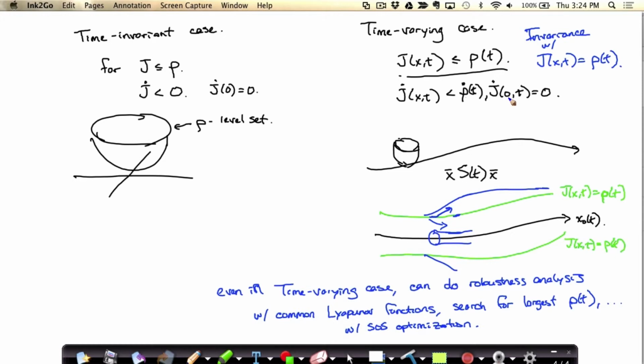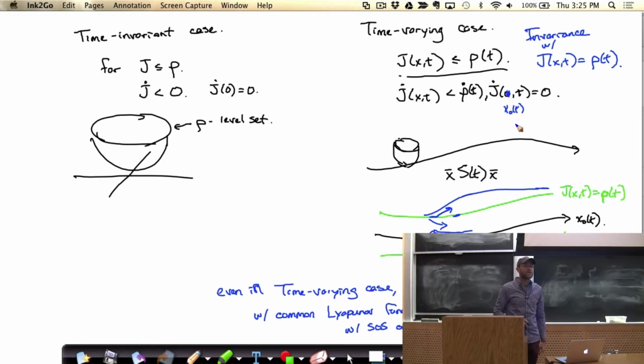Because I wrote it in terms of, so this should be at x naught. It should be relative to the nominal trajectory. So you're right. Let me write at x on the nominal trajectory. Thank you. That's a good catch.